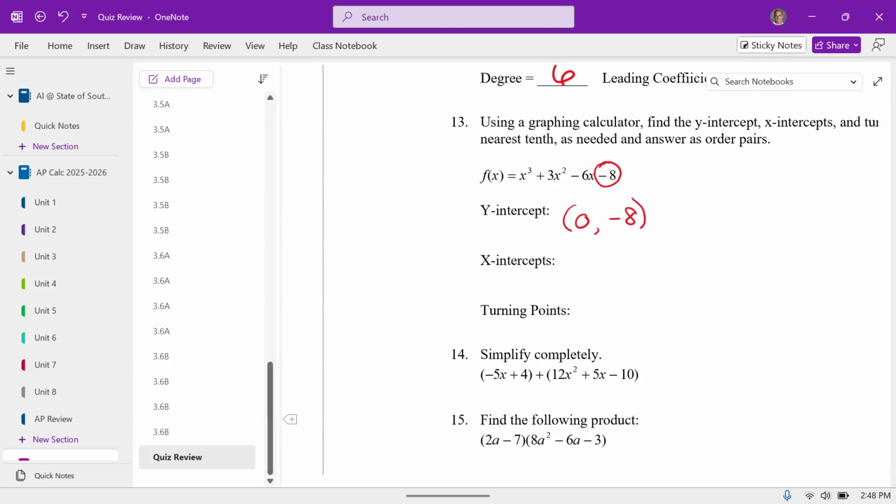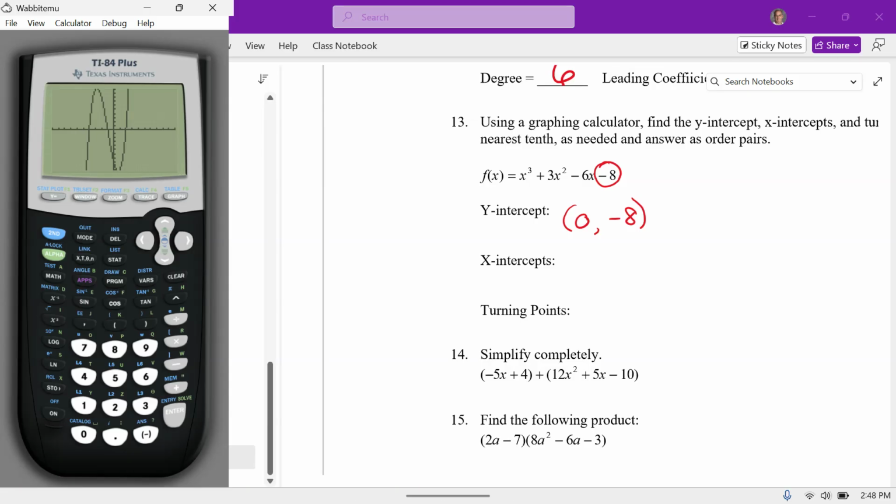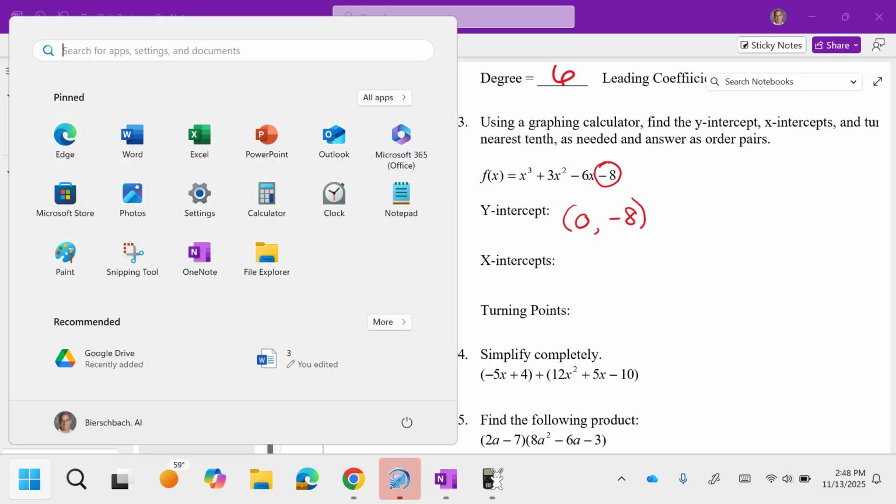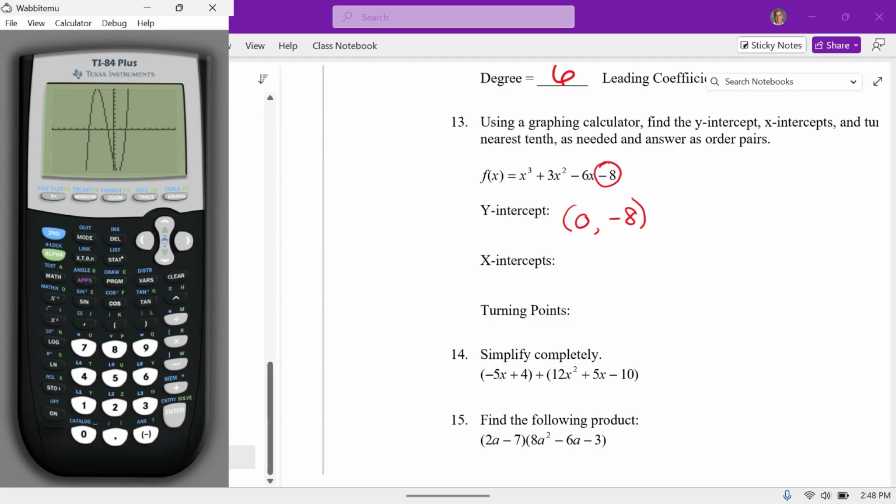X-intercepts. All right, I should have like 3 x-intercepts here. One right there, one right there, one right there. So what are they? So I go second trace. I want to find where it crosses the x-axis. That's the 0 of the function. So I'm going to go all the way to the left of where it crosses the first time. I'm going to go enter, and then I'm going to go to the right of where it crosses. Hit enter again, and hit enter again. That's at negative 4, 0.